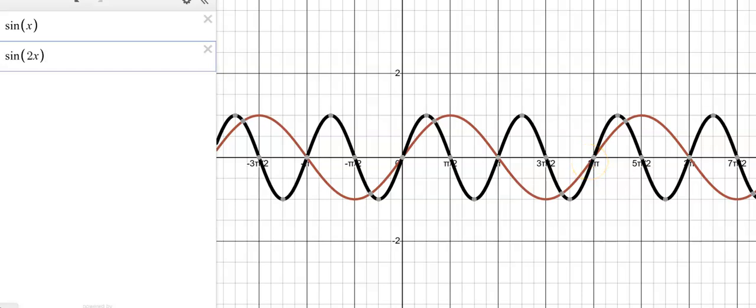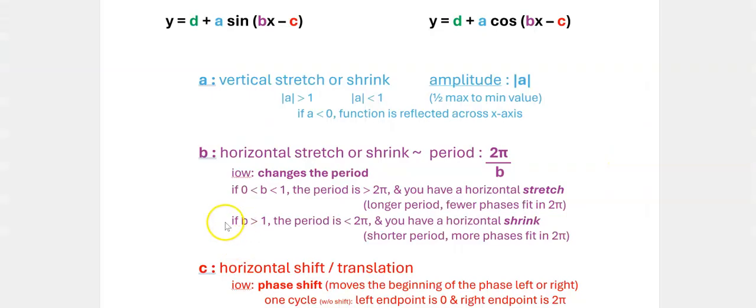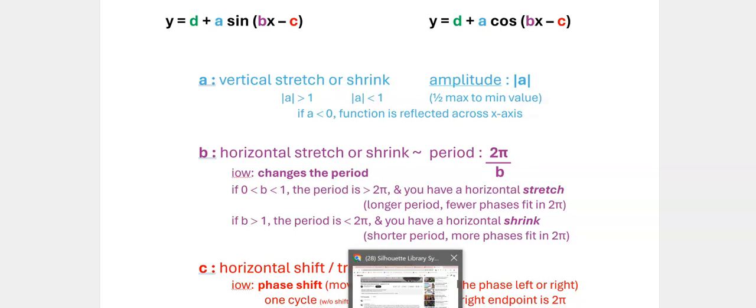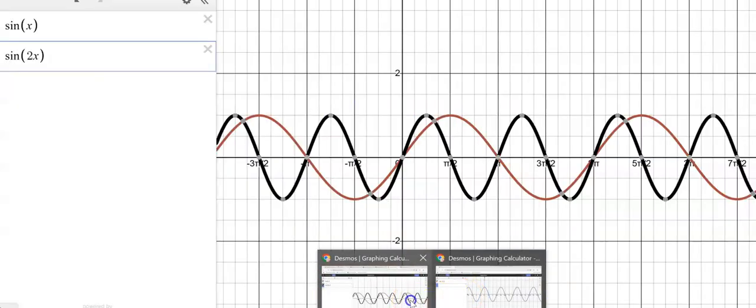So if we look back here at these instructions, if b is greater than 1 and 2 is greater than 1, then the period is less than 2 pi. My period was just 1 pi because it's half of that, because 2 pi divided by 2 is 1, so my period is 1 pi. Then I have a horizontal shrink. It's a shorter period, so more phases fit in the original 2 pi. I go back to Desmos, you can see what I'm talking about down here.